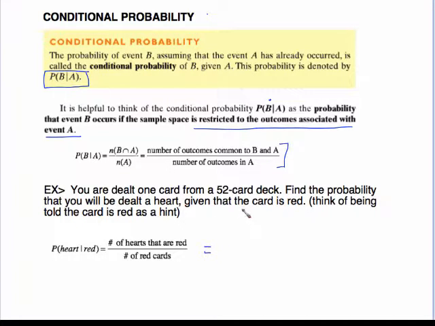You are dealt 1 card from a 52-card deck. Find the probability that you will be dealt a heart given that the card is red. So knowing that the card is red, that's what's going to go on the bottom.